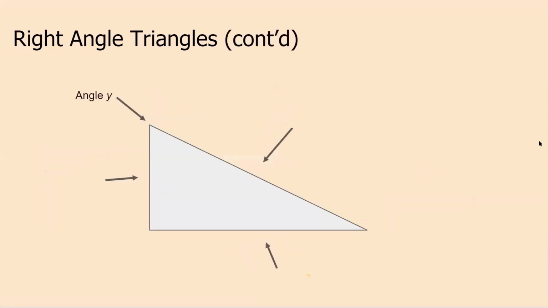So let's move on. Now we have a different perspective. We're going to be naming all of the sides of this triangle from angle Y. First of all, the hypotenuse doesn't change. It's always called the hypotenuse because there is only one side of the triangle that can be the longest. So we're going to name this side the hypotenuse.